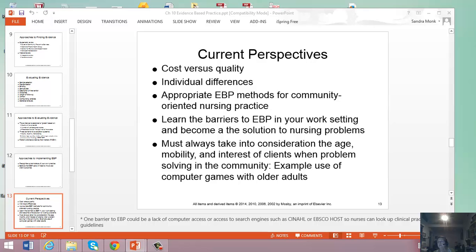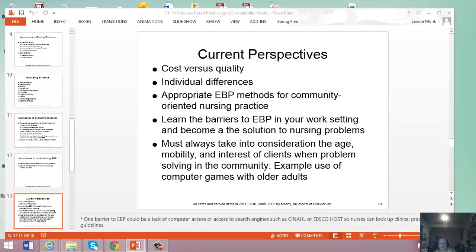In hospitals too, we approach those individual differences for patients, families, and communities. And we want to make sure that we apply the appropriate evidence-based methods for community-oriented nursing practice, things that we know will work in the community, like our windshield survey that we talked about, certain types of surveys, or working with groups to do patient education. Those are the types of evidence-based practice methods that we know work in community-oriented nursing practice.